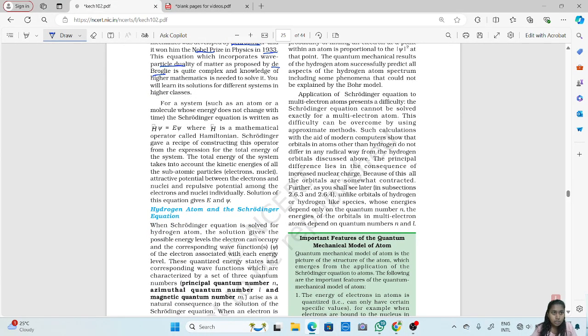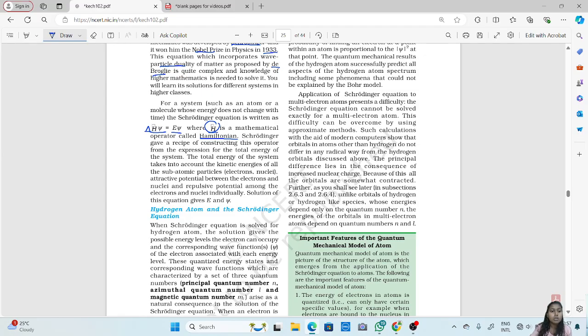Now, that you will learn in your higher classes. So, for a system such as an atom or a molecule whose energy does not change with time, the Schrödinger equation is written as Hψ = Eψ, where H is the mathematical operator called Hamiltonian. So this is something related to maths. This H stands for Hamiltonian.